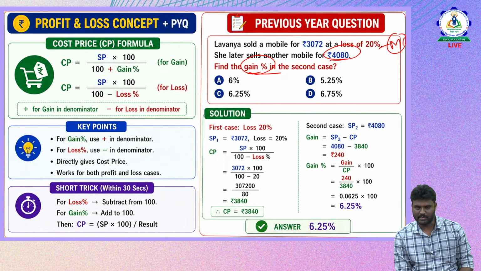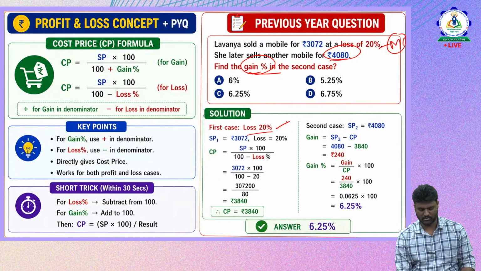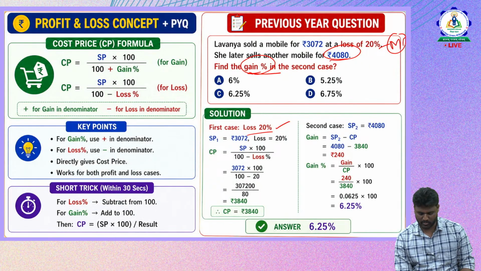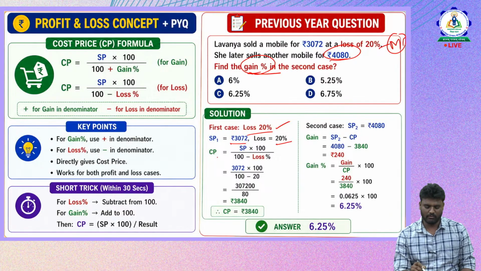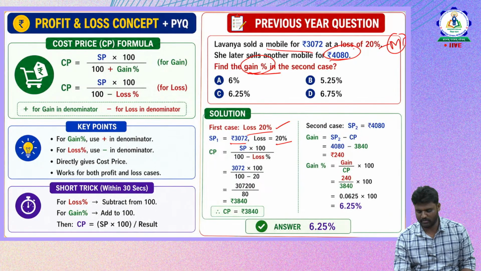In the first case, what happened here? She got a loss of 20%. What is the selling price amount here? 3072 rupees. How much loss did she get? 20%. Now let us try to identify the cost price, because we only have the selling price and the loss percentage. We don't know the cost price of the mobile, so we need to identify that first.